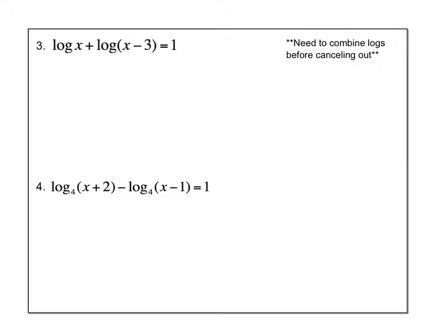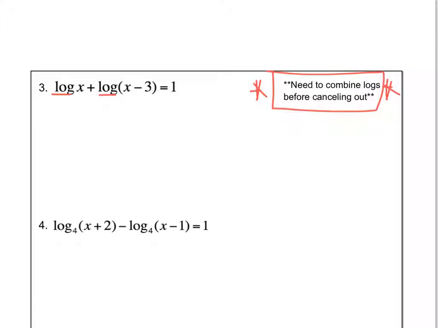The problem with these next 2 is that there's 2 logs in the problem. We can't undo the log until there's only one of them to undo. So this note over here is really important. You need to combine the logs before you can cancel anything out. So if I want to combine the first logs when it says plus, you have to remember this from earlier this chapter. When it says plus, we multiply the logs together to combine them. So this is going to be log of x times x minus 3 equal to 1.